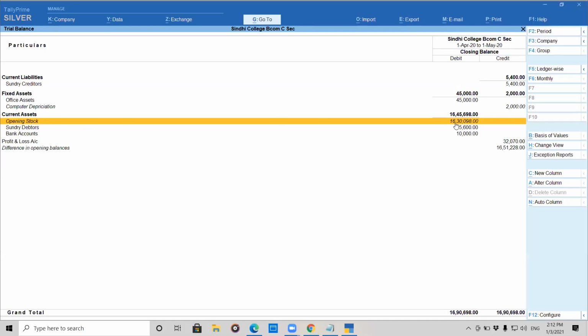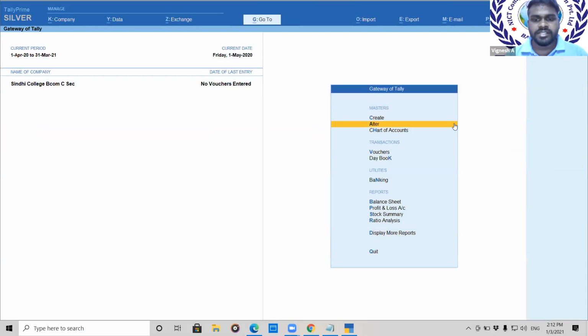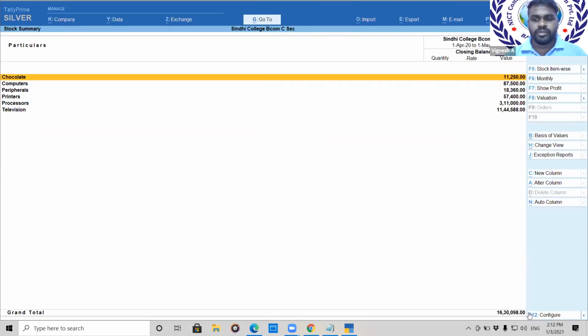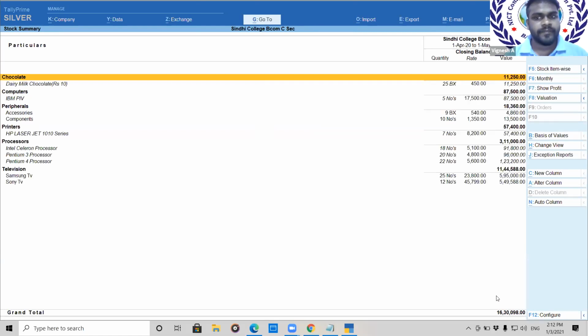Okay, I've not completed the assignment. I'm showing you the references here. Only this balance will be there in that stock summary. You can see the stock summary now. The total you can see there. This is what the total will affect. Only your trial balance, not your stock summary.